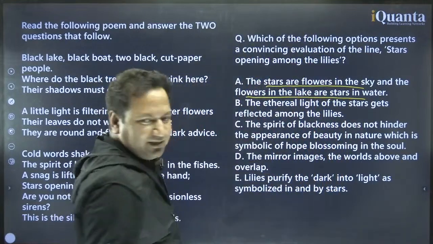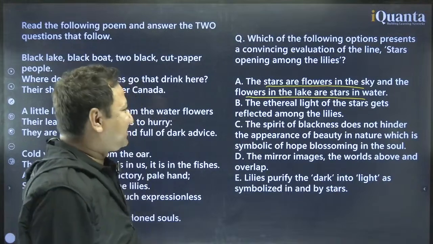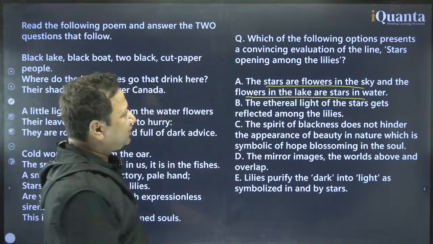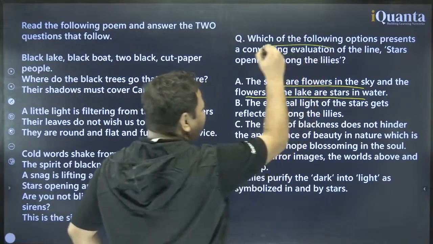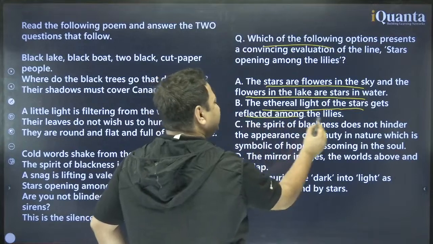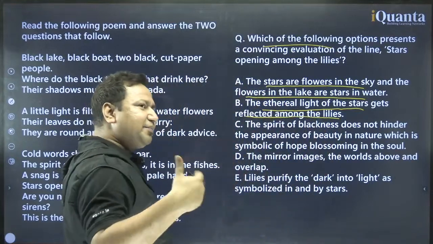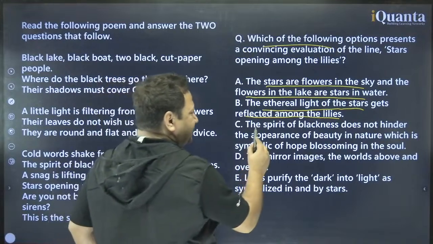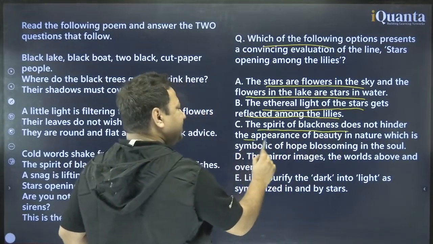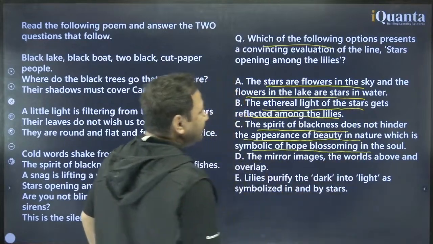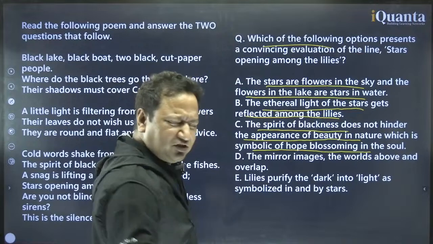Oh, nice. Okay, cool. I don't think this will be a convincing evaluation. Let's read others also. When it says which of the following, we need to read all the options. The ethereal light of the stars gets reflected among the lilies. Reflected? Or let's read others also. The spirit of blackness does not hinder the appearance of beauty in nature, which is symbolic of hope blossoming in this soul. There's one thing for sure, there is no hope in this poem.